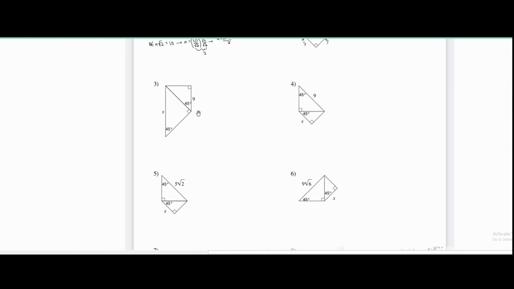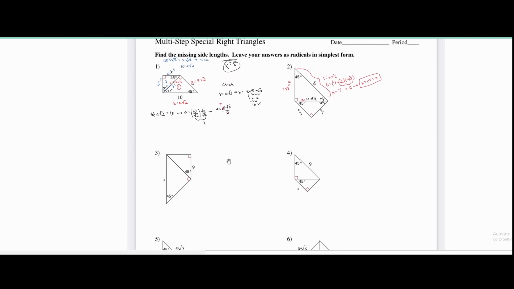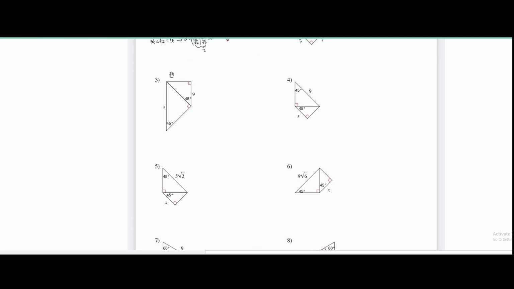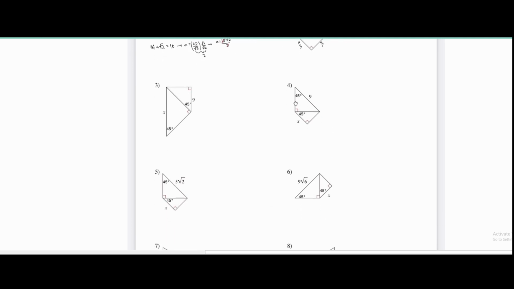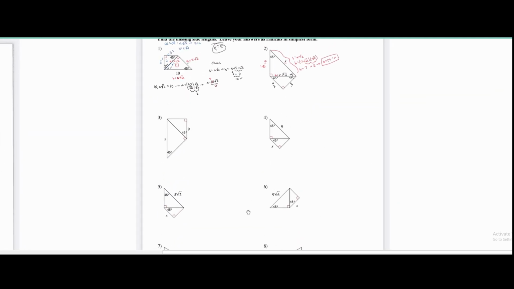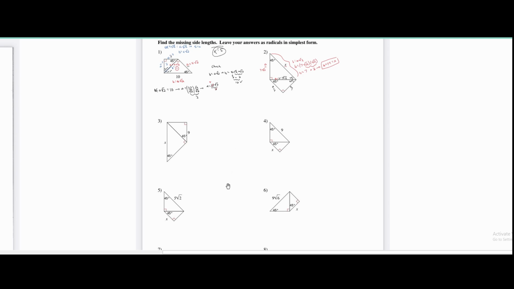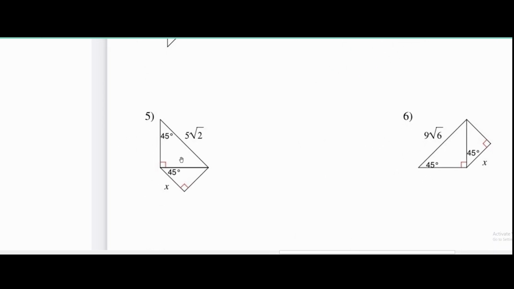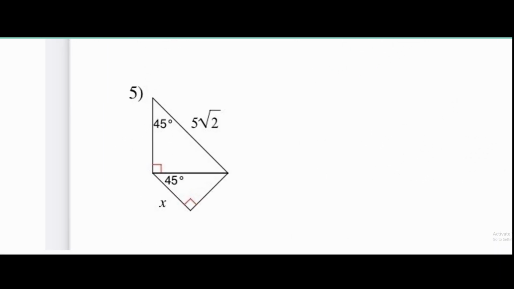And actually, I think since we already solved 1 and 2, we'll skip 3 and 4 because they are pretty similar, and we're just going to move on to 7 and 8. 3, 4, 5, and 6 are all pretty similar to 1 and 2. But since we're given the hypotenuse on here, we'll just do 5, and then we'll skip 6 and go to 7 and 8.